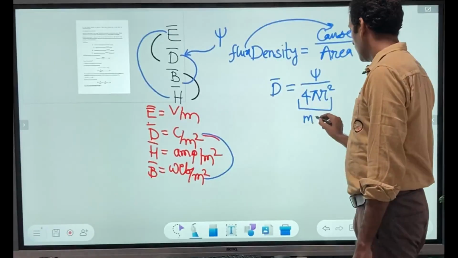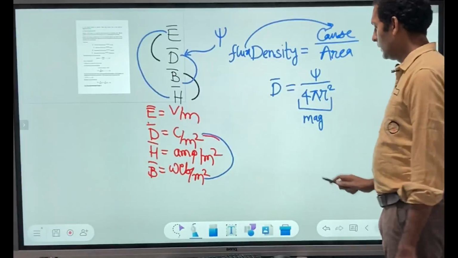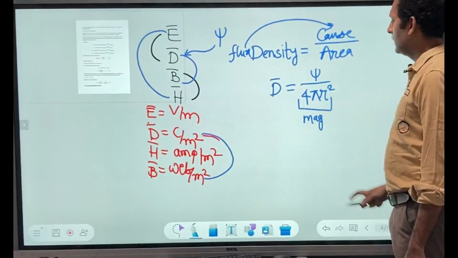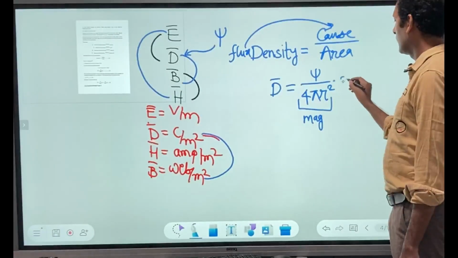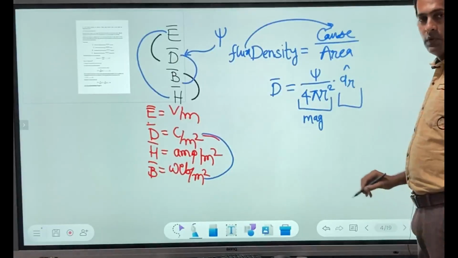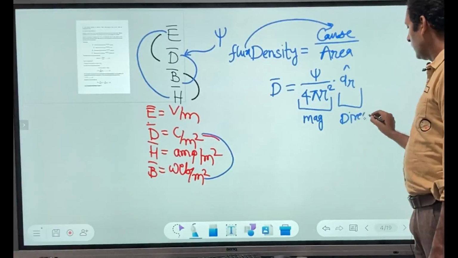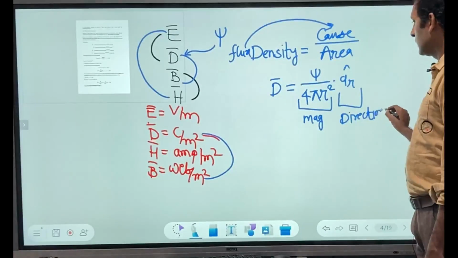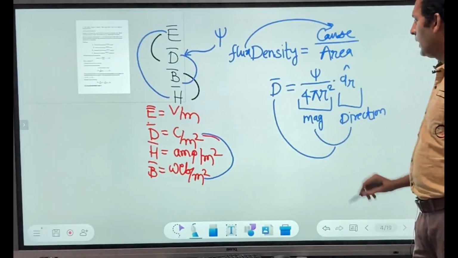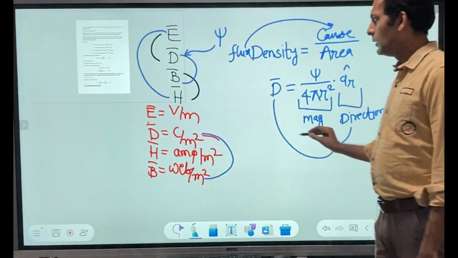This is the magnitude. Along with this magnitude, we have to add one direction. So usually we take that direction as a_r cap. So magnitude and this direction combinedly make this the electric flux density. So this is the relation.